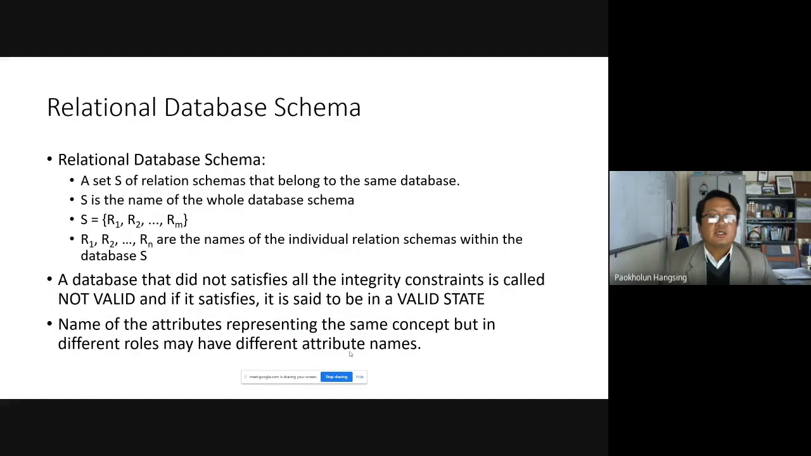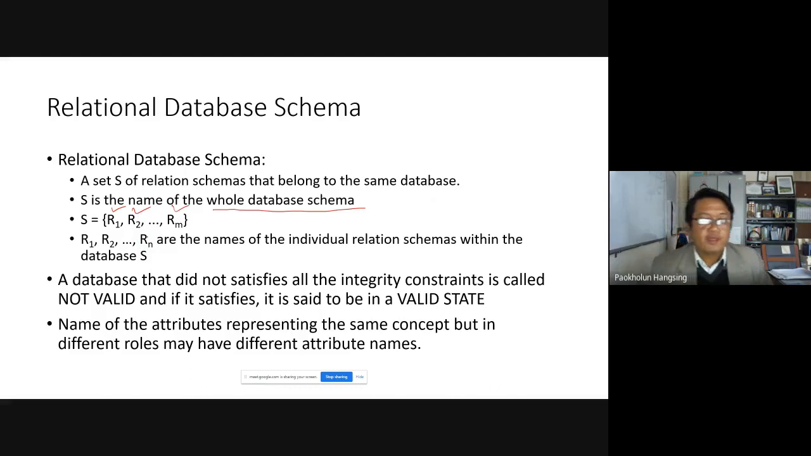Now coming to the relational database schema. Here a relational database schema is a set S of relation schemas that belongs to the same database. So S is the name of the whole database schema. Remember this: S is the name of the whole database schema, where S is equal to relation 1, relation 2, and goes on to relation M.